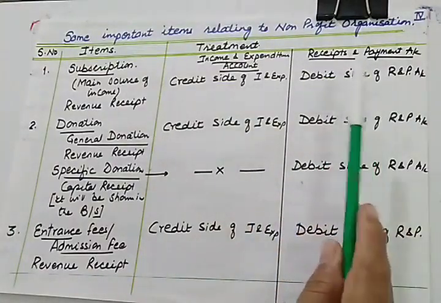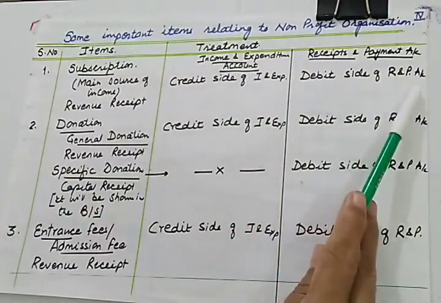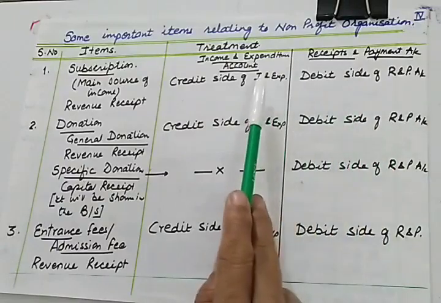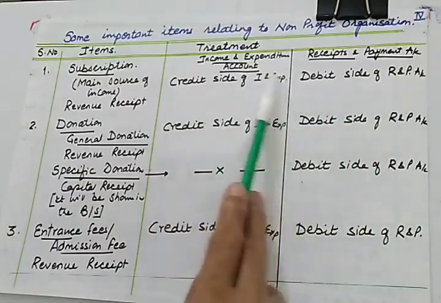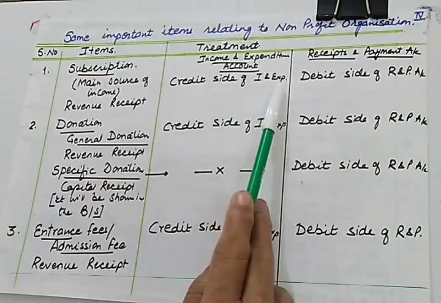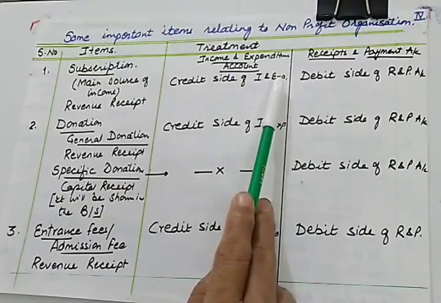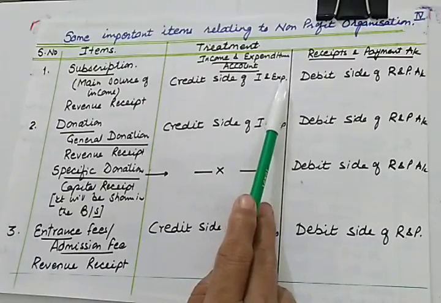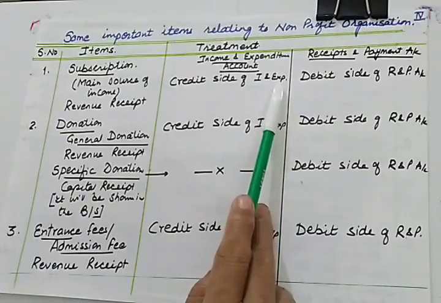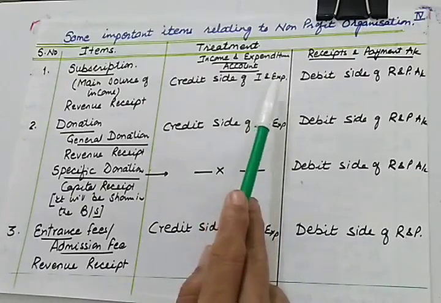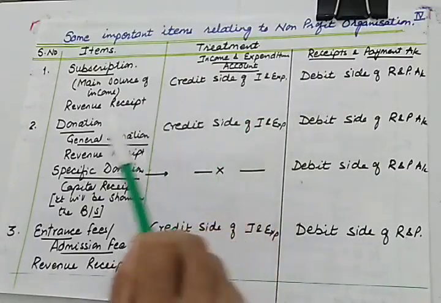It will also be shown on the debit side of receipt and payment account. But when we are showing it on the credit side, we need to make some adjustment of outstanding in the beginning, outstanding at the end, prepaid in the beginning and prepaid at the end. So that we'll be doing in the next lecture.